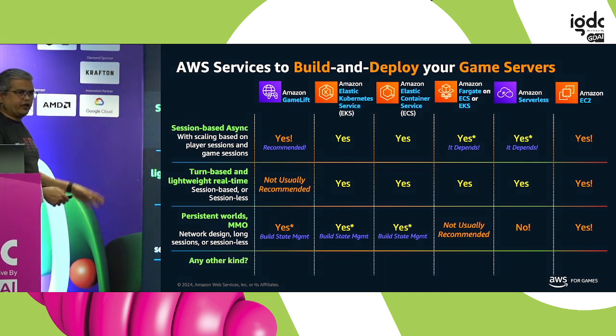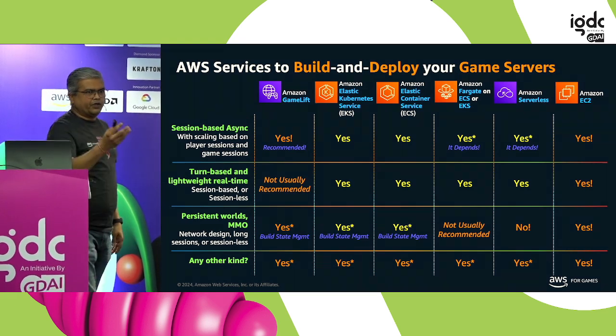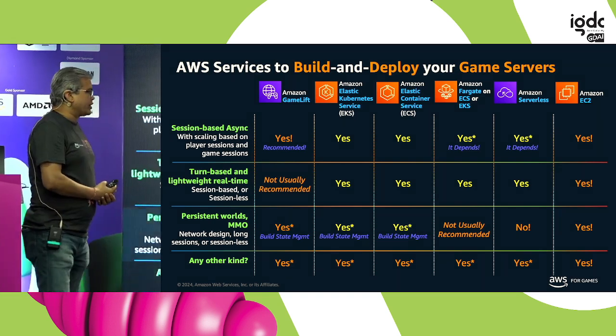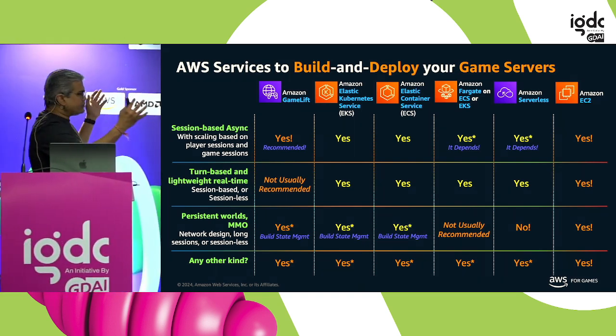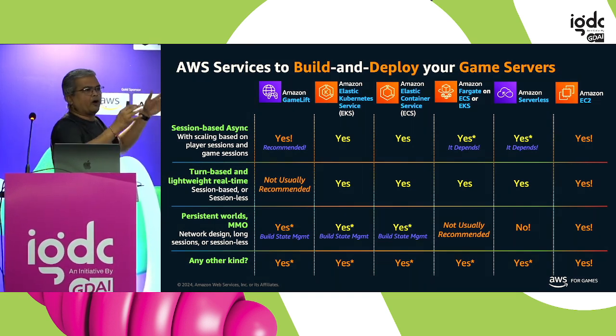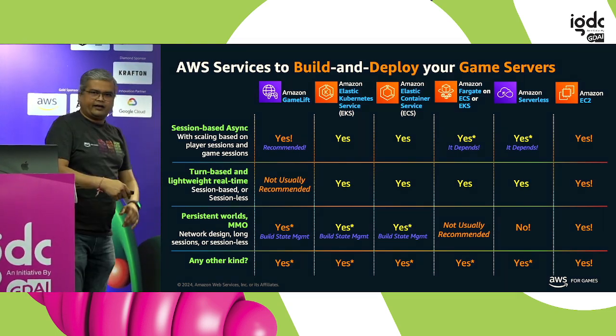Any other kind of game, if I'm not covering any of this, yes, with an asterisk, means it depends. Depends on your use case, what we are trying to do, and how you're trying to do that. So I hope this makes sense at a broad level of the amount of computing options you have available to build your games, whatever kind they are.